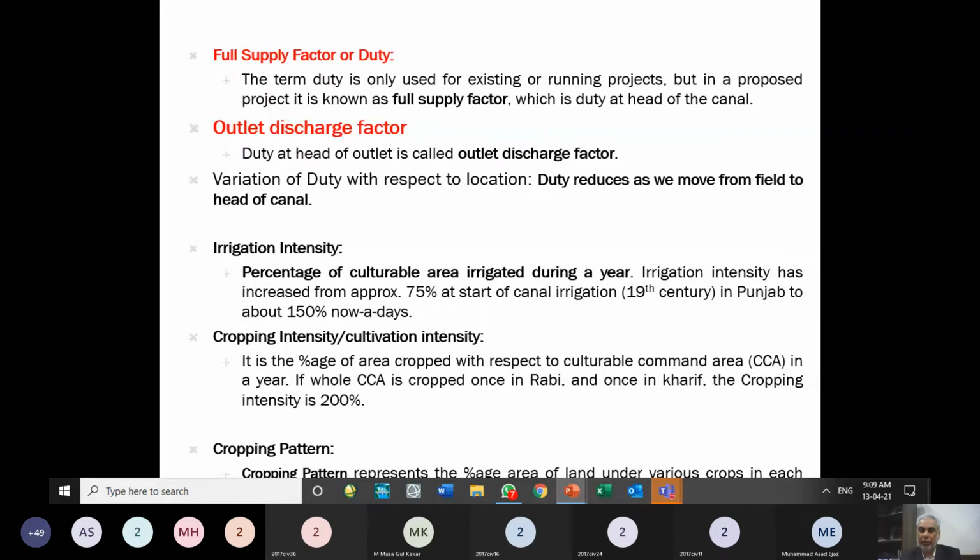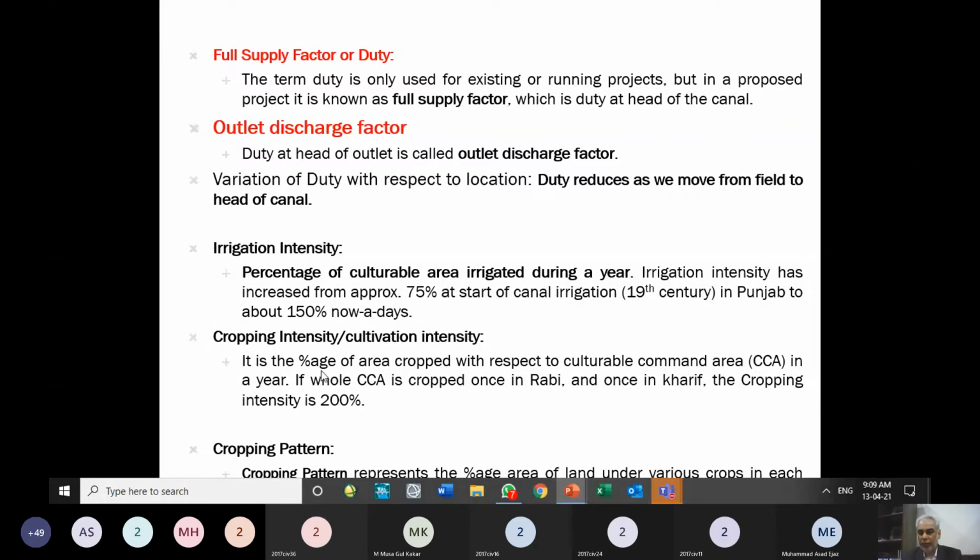If all the culturable area is cultivated by the farmer once in a year, its cultivation intensity or cropping intensity will be said to be 100%. If we grow 2 crops in all the cultivable area, we will be saying its cropping intensity is 200%. And most of the area in Punjab is getting more than one crop, so we are close to 200% cropping intensity. It is the percentage of the area cropped with respect to the cultivable command area.